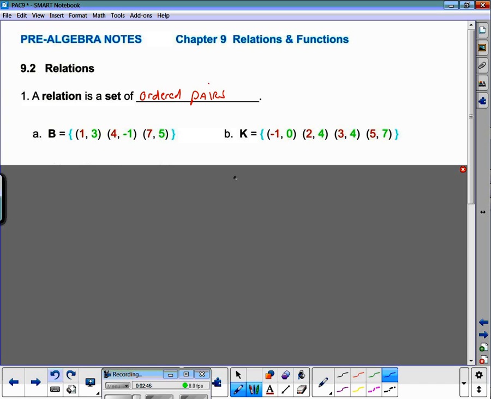Second one, got -1 with 0, 2 with 4, 3 with 4, and 5 with 7. And that's fine. Everything is paired up.